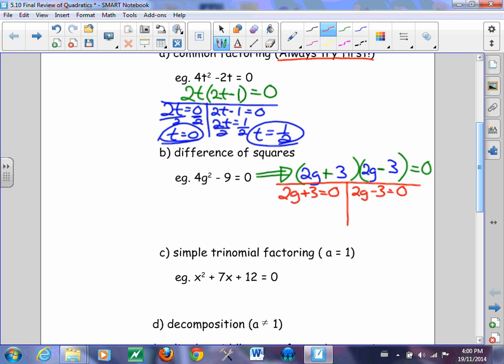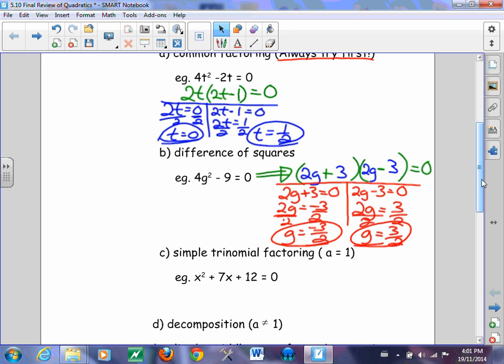So we're going to let 2g equal negative 3, moving it over, and divide by 2. So g equals negative 3 over 2. That's one solution. And the second one, 2g equals 3, and divide both sides by 2, and g equals 3 over 2. So you could tell me that, or you could say g equals plus or minus 3 over 2. That includes both the roots, right, guys?